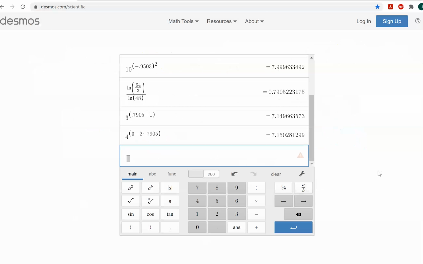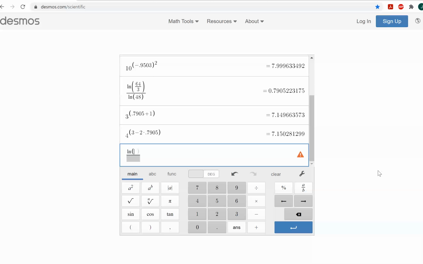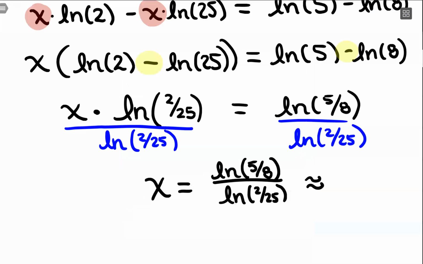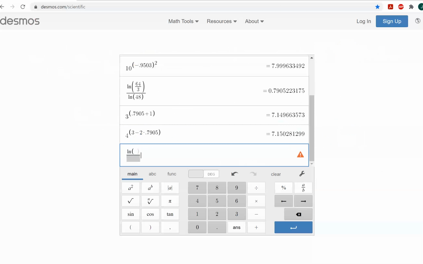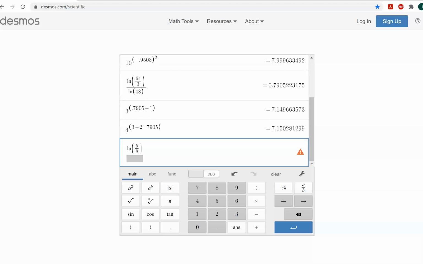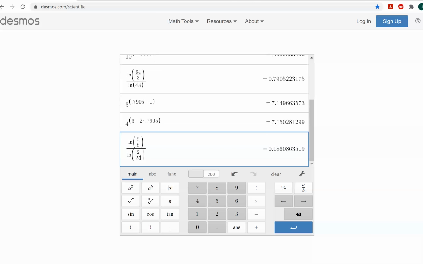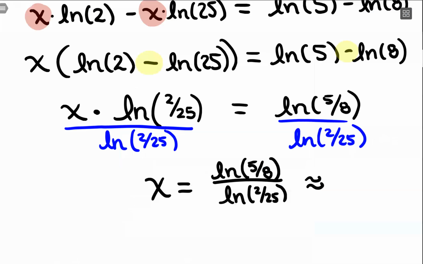And I'll make my fraction, natural log of 5/8 over natural log of 2/25. Okay, got that. That gives us about 0.1860. Or sorry, 0.1861.